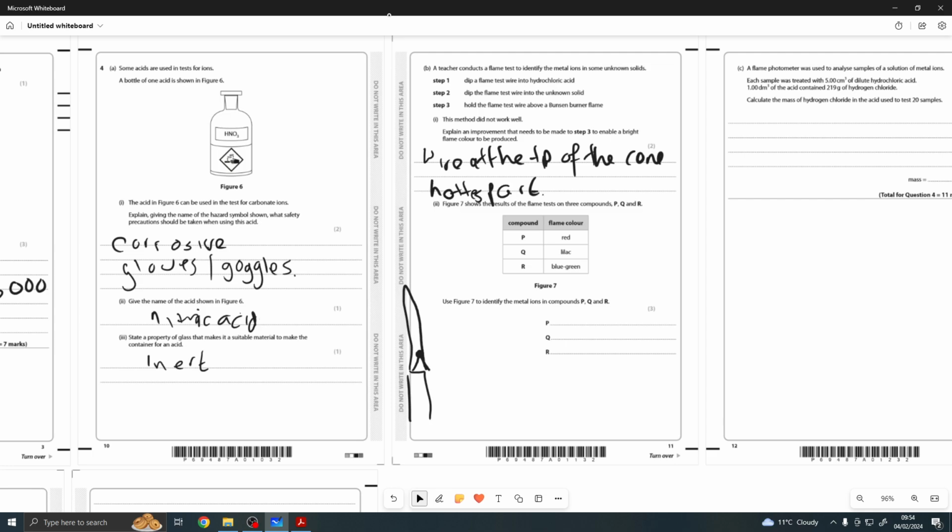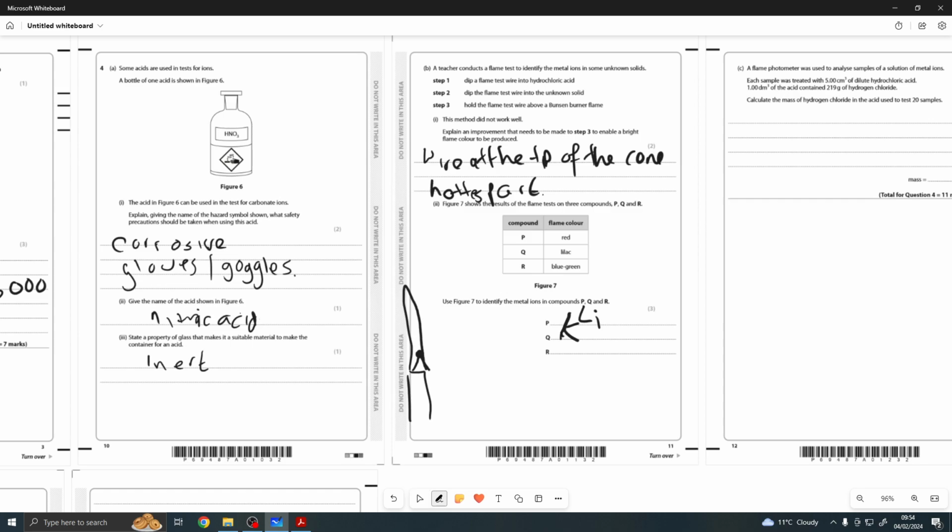Oh look, flame test colors. You've got to be able to identify these. Lovely. I gave you that sheet, I told you to learn it. There we go. P is red, that makes it lithium. If you put strontium, fine. Q is lilac, that's potassium.